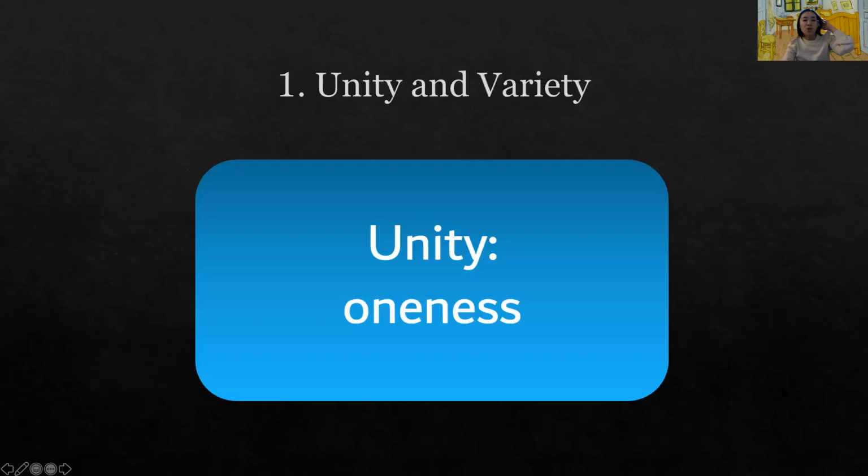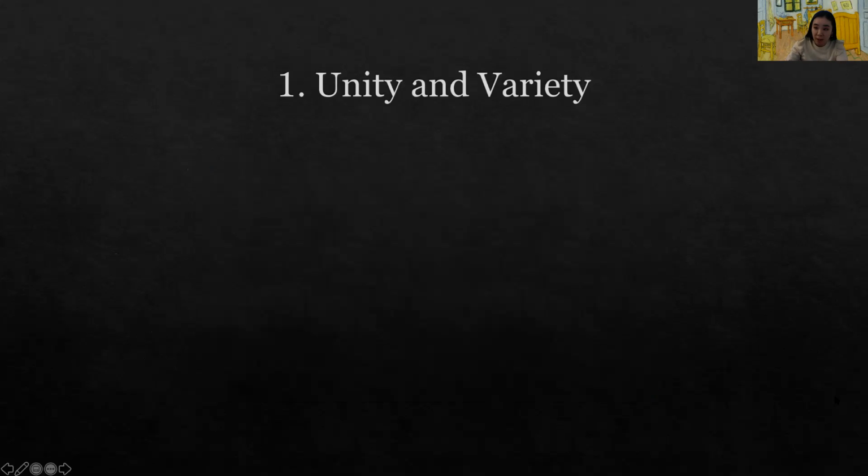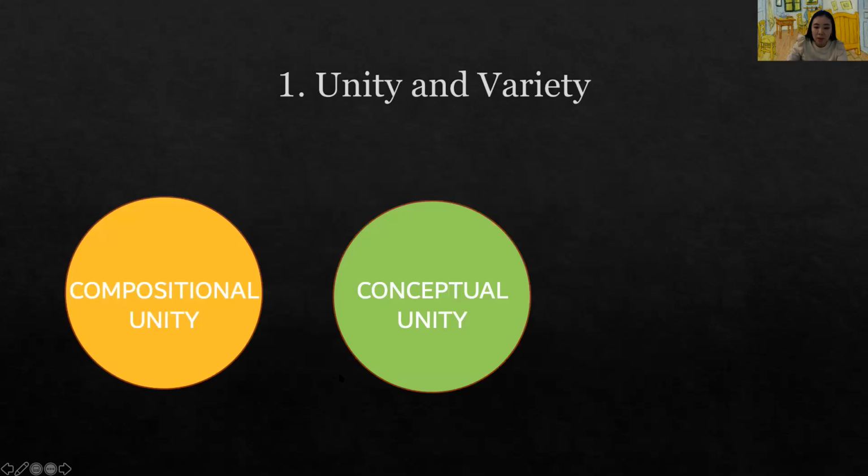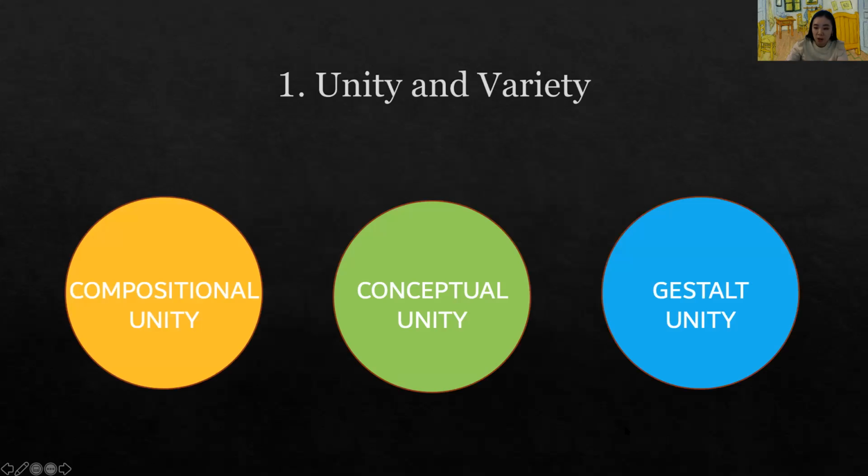So unity is a sense of oneness. Things belonging together and making up a coherent whole. So there are three types of unity. The first one is compositional unity, and the second one is conceptual unity. And the last one is gestalt unity. Many artists use one of these types of unity when they create a work of art. So let's see what these are.